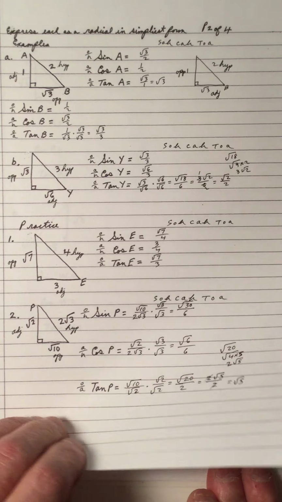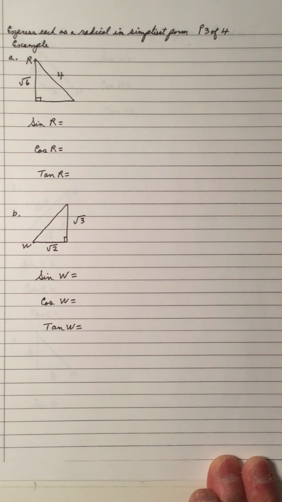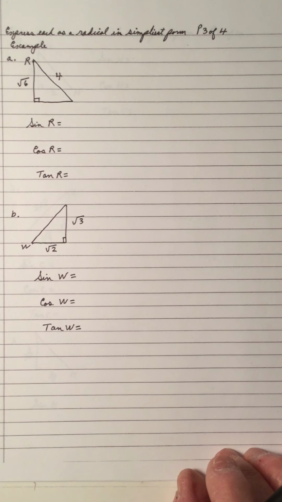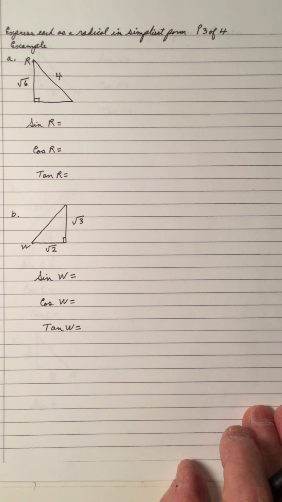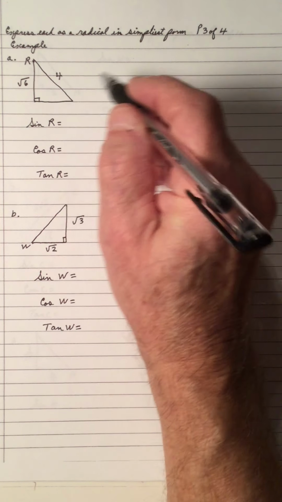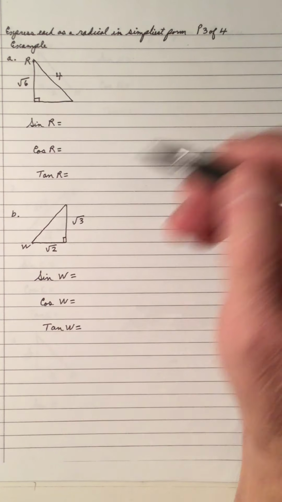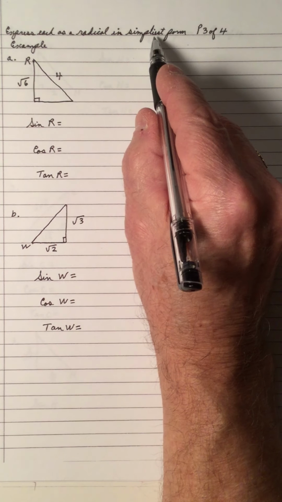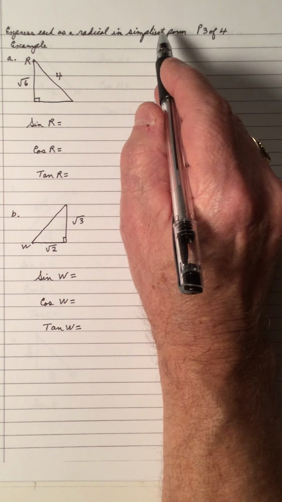So working with radicals is important because you're going to meet it many times in your trig course coming through. We have some examples to do here. Notice I do some examples and then I give you some to do. Simplify a radical, express a radical in the simplest form.